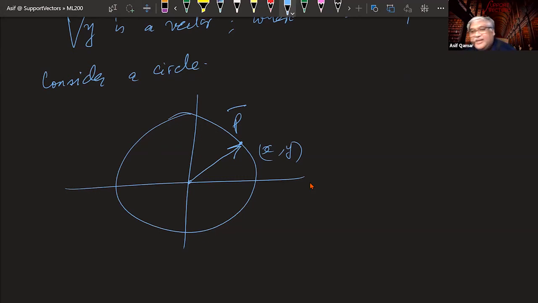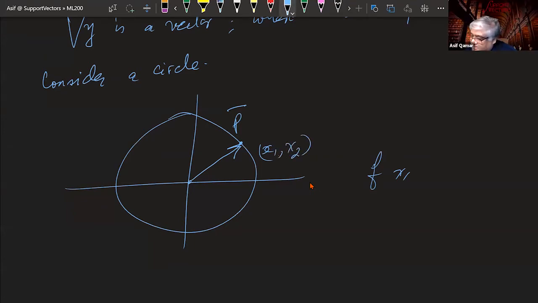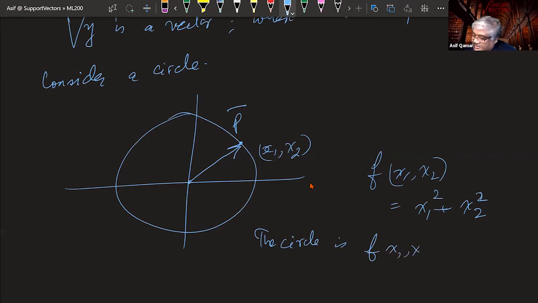Now, what is the equation of this function? Actually, let me use the notation x1, x2. I can write it as f(x1, x2) = x1 squared plus x2 squared. And the circle is f(x1, x2) equal to some constant, r squared. Would you agree? It is just a constant, what you call a contour line of this function.